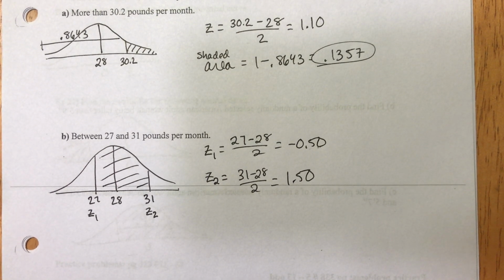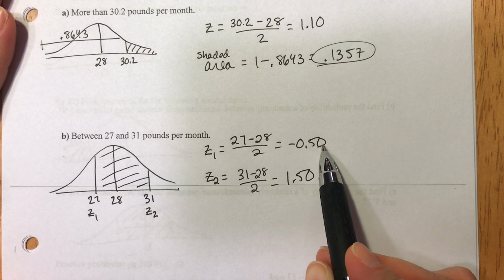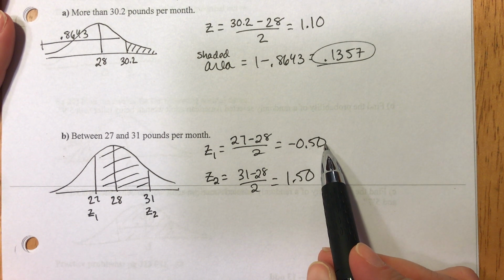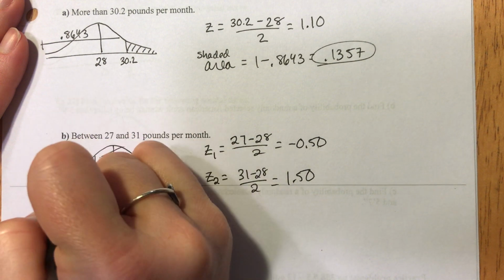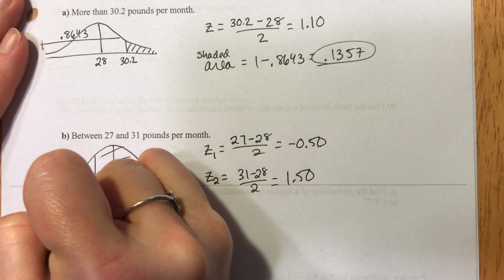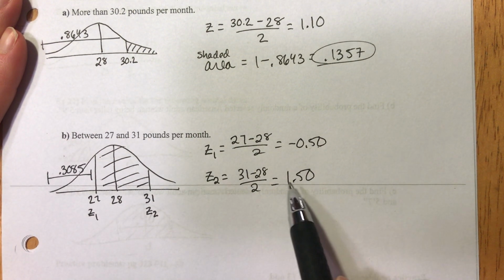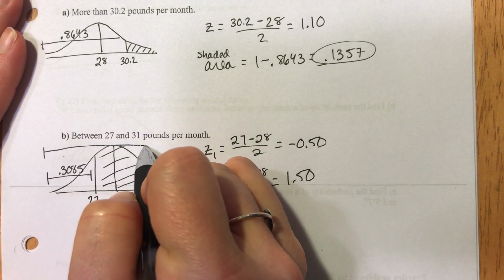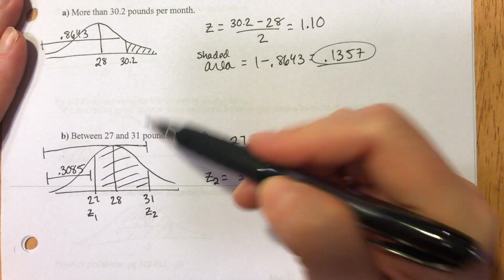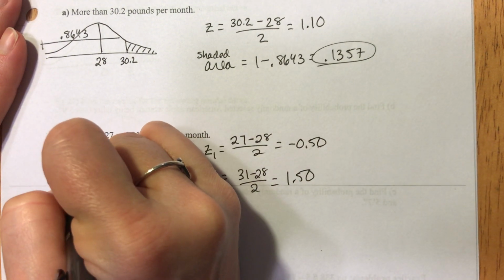So when we look up negative 0.50 on the table, okay, that's on the front, you should be getting 0.3085, that goes here. And when you look up positive 1.50 on the second page of the table, that's this area for the second z-score, and that is 0.9332.